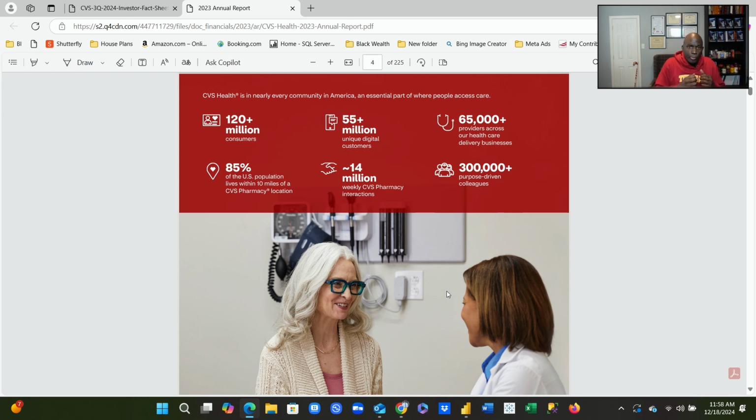Because from what it looks like, they want to have a store within 10 miles of the population, and currently they're at 85%. Is the goal to be at 100%? Is the goal to be at 90%? Is the goal to be at 70%? And they've exceeded the goal because now they're at 85%? I don't know.